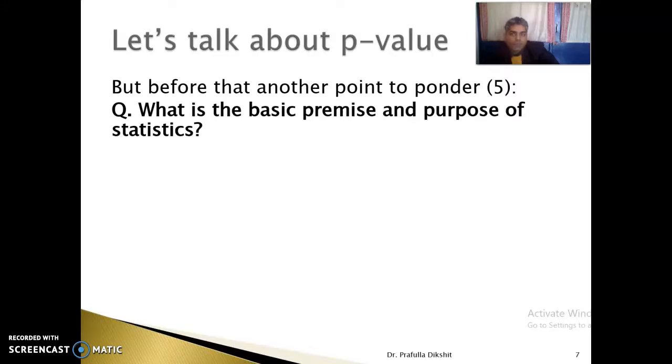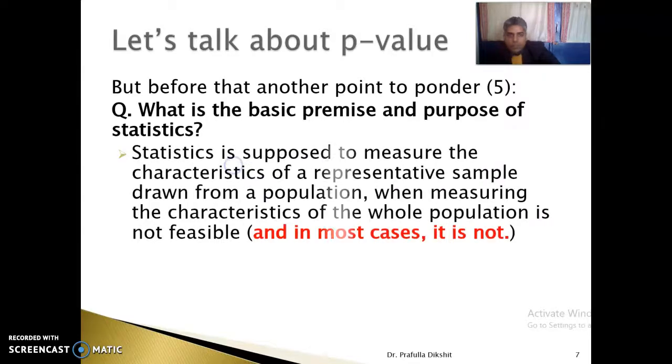Now, statistics in itself is a field wherein we are supposed to measure the characteristics of a representative sample, which is drawn from a population, and when measuring the characteristics of the whole population is not feasible, it becomes necessary to draw a small sample, a small part of that population, and study that. So if we are not able to study the whole population, we study a sample. Now, if we study a sample, what do you think? How should the sample be? So let's think about it.